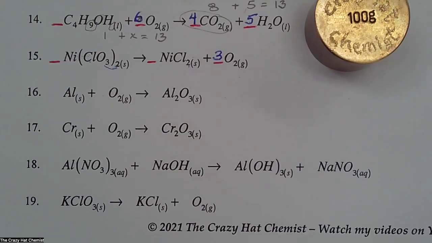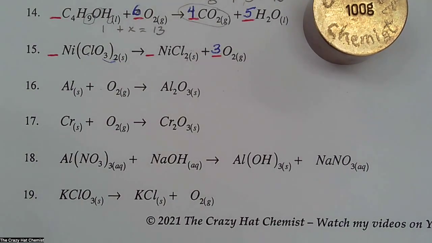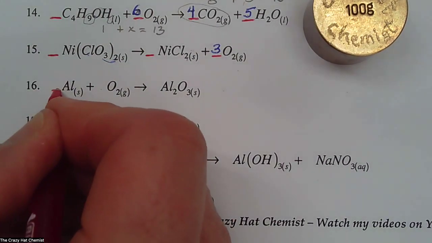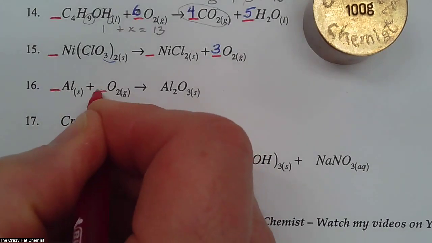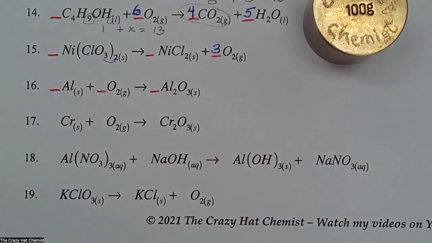Okay. All right, fantastic. Let's do the next problem here, and that is aluminum plus oxygen. This is a combination reaction, produces aluminum oxide.